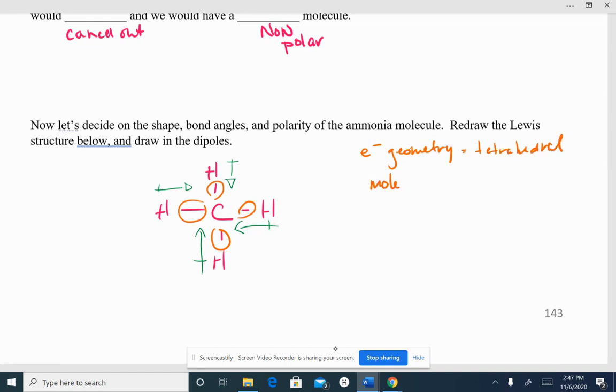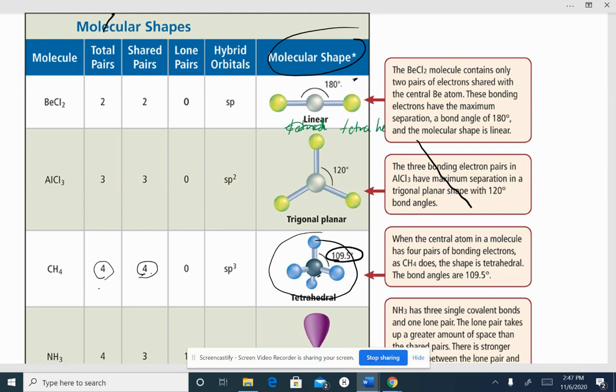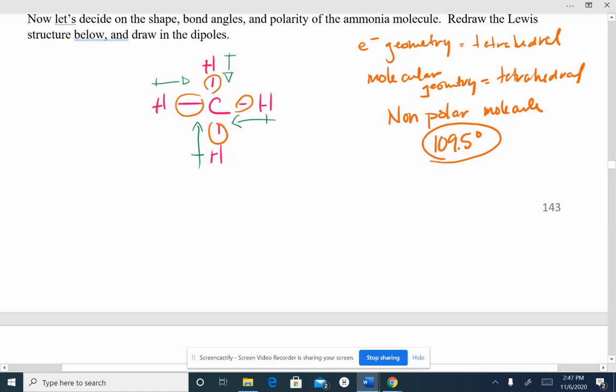Our molecular geometry is also tetrahedral because all of those bonds, all of those electrons are bonding. And because the dipoles all cancel out, this is going to be a non-polar molecule. And our bond angle here is going to be 109.5 degrees. Okay? And that is also found on this chart, our bond angle, 109.5. So you need to get yourself really familiar with this chart and what is going on. We're going to do a few more examples, so don't sweat it quite yet.